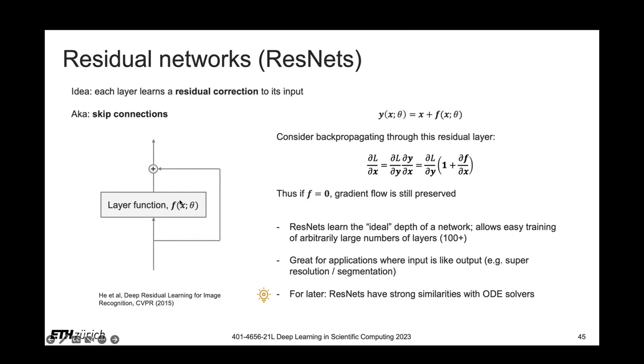So it could still be 0. For example, maybe it doesn't learn anything and it just learns an identity. So the whole layer learns an identity, and then the inputs would just equal the outputs.